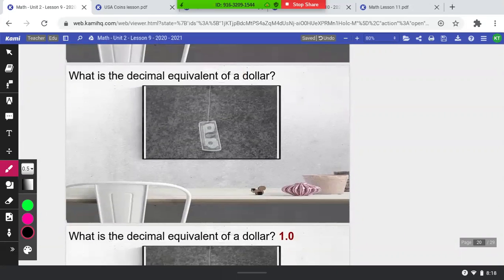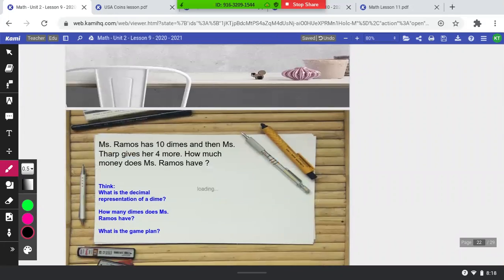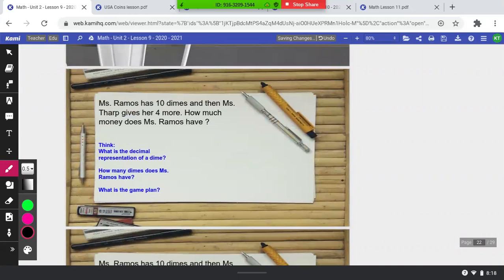We already went over this. The decimal equivalent of $1, like that. $2. All right, let's read this problem and go through it. So we are adding here.